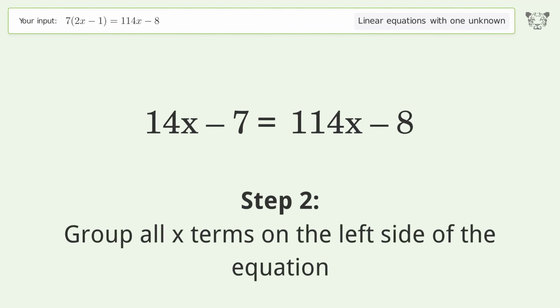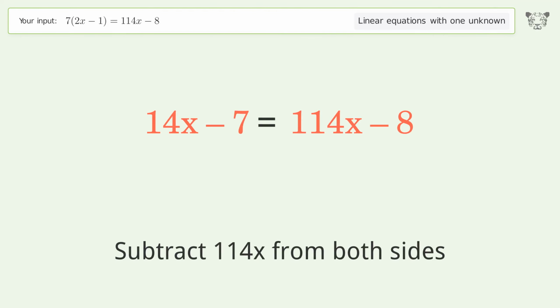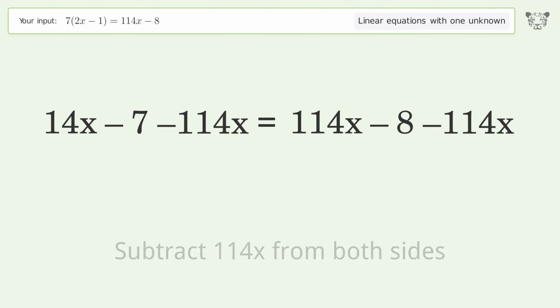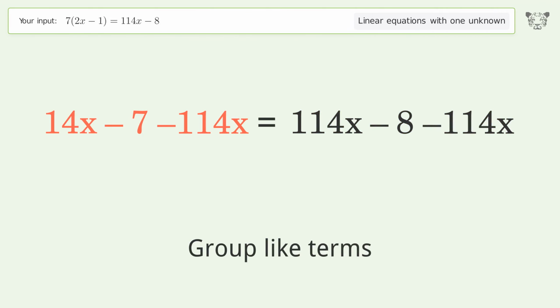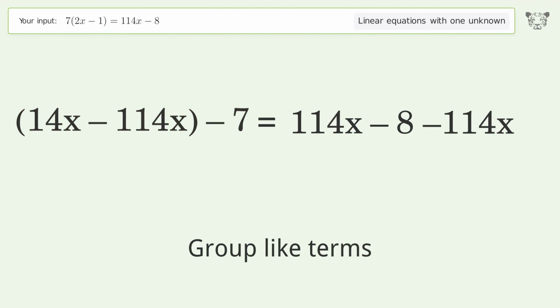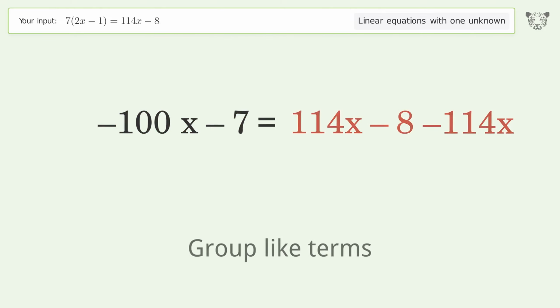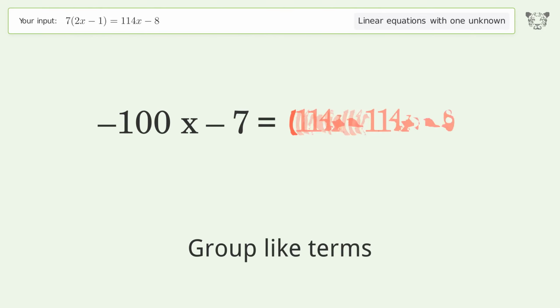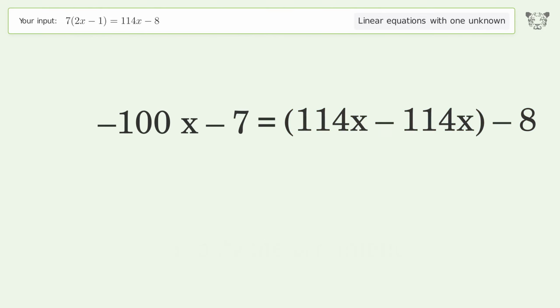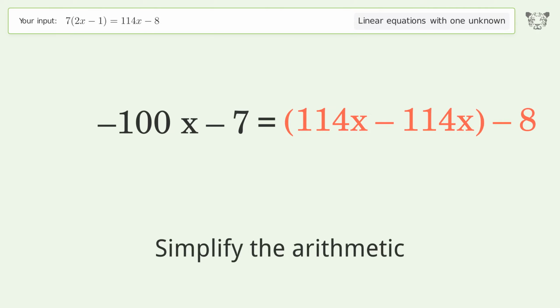Group all x terms on the left side of the equation. Subtract 114x from both sides. Group like terms. Simplify the arithmetic. Group like terms. Simplify the arithmetic.